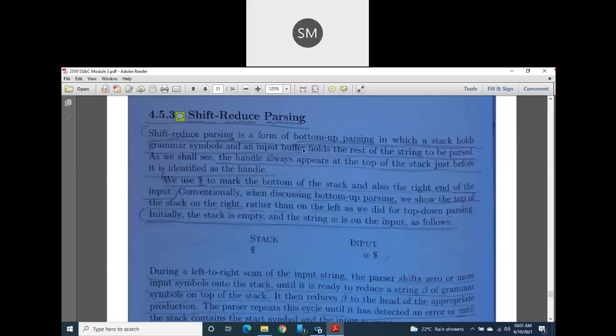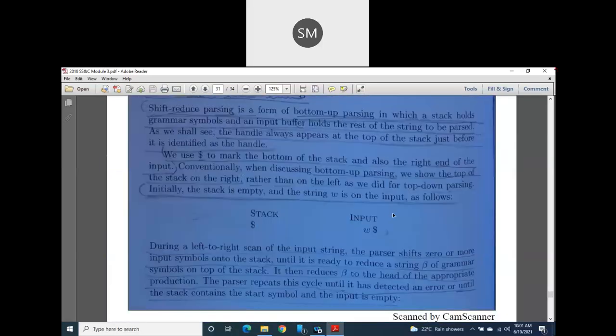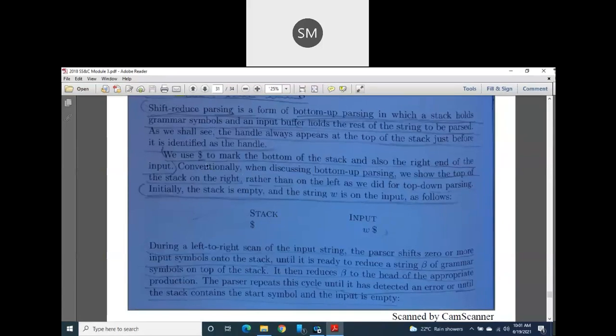And one more buffer I use, which is called the input buffer. What is the use of this input buffer? This input buffer is used to store the remaining input characters. I will show you how it works, don't worry.